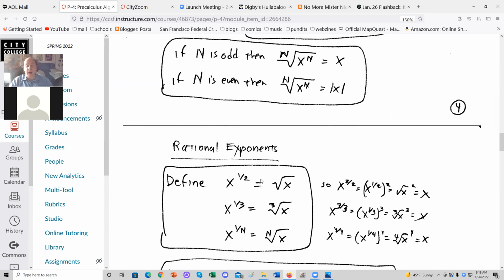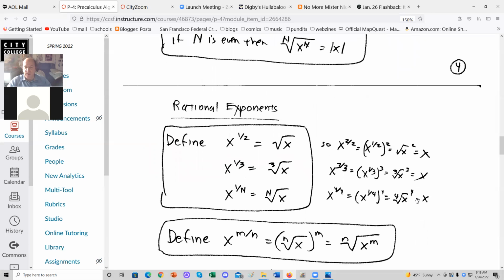Now we can talk about square root of x. We can call it x to the 1/2. And a cube root we can call x to the 1/3, and nth root we can call x to the 1/n. And it makes sense. So for example, x to the 2 halves, which is just x, is x to the half squared, which is root x squared, which is x, so they cancel. X to the 3/3, you get a cube root and a cube, which cancels. X to the 4/4, fourth root and fourth power cancel, as it should.